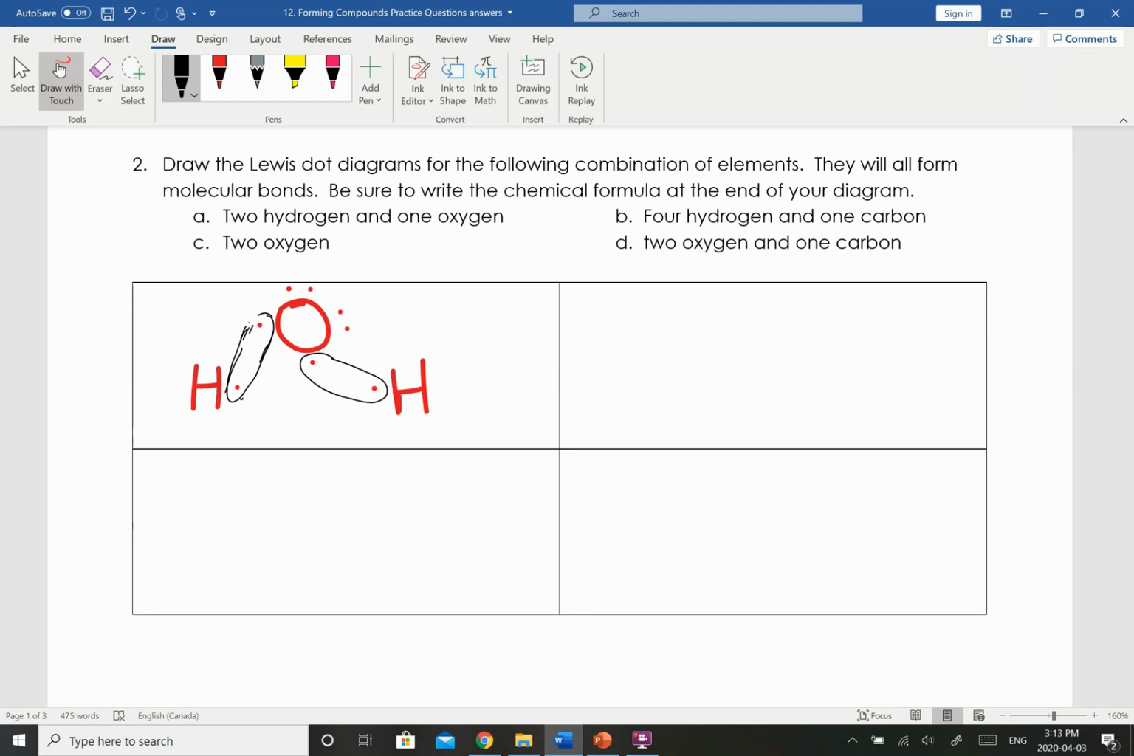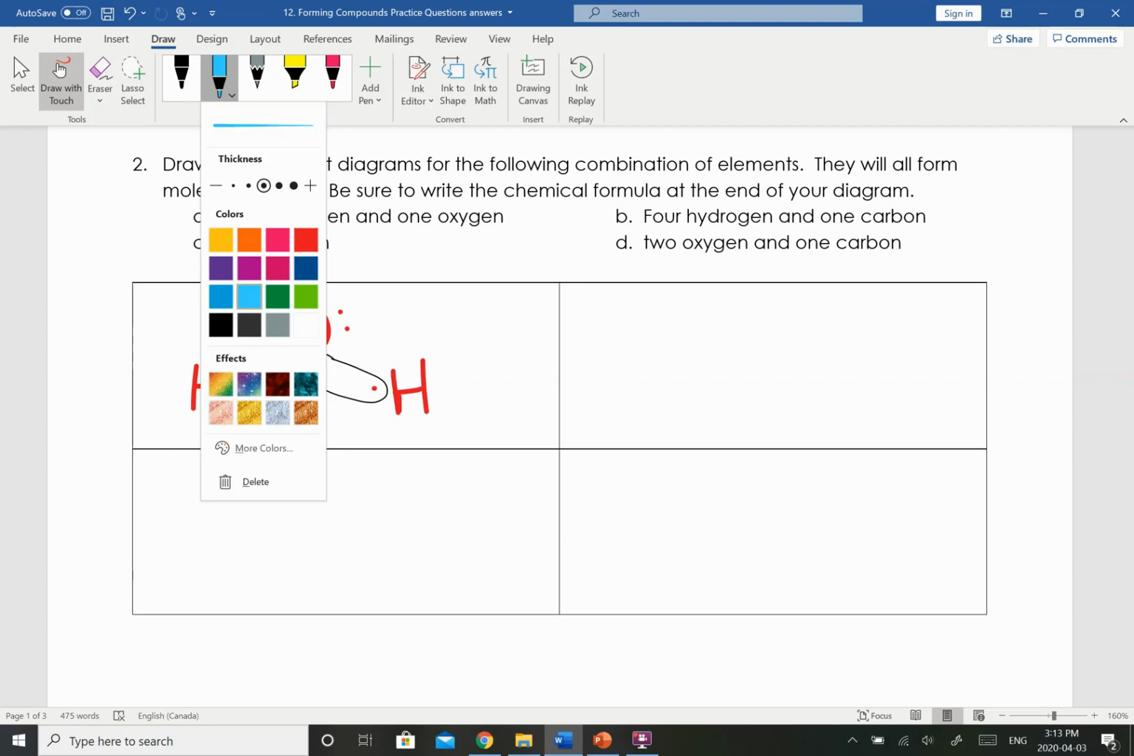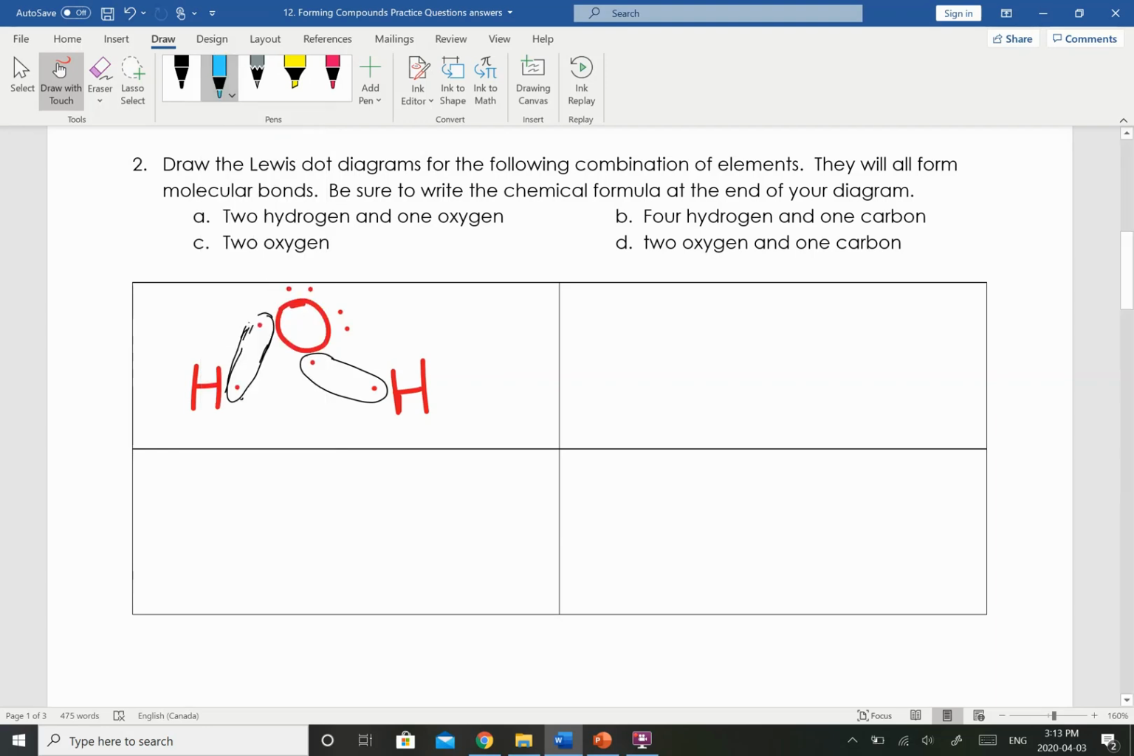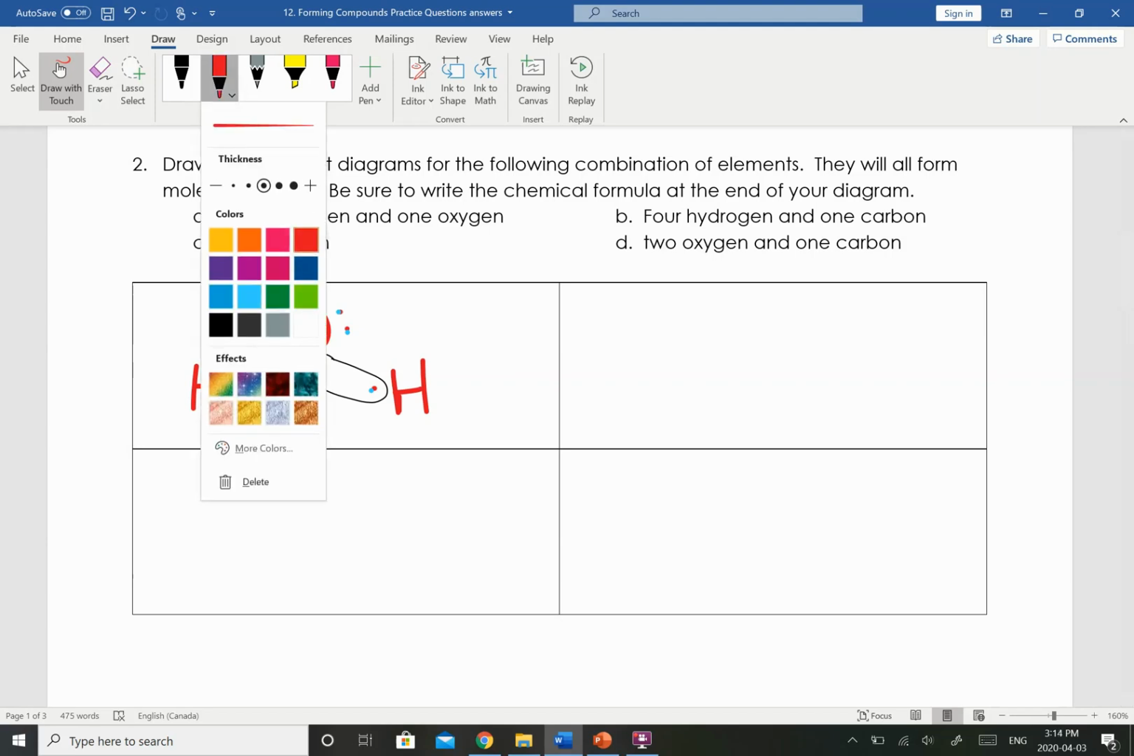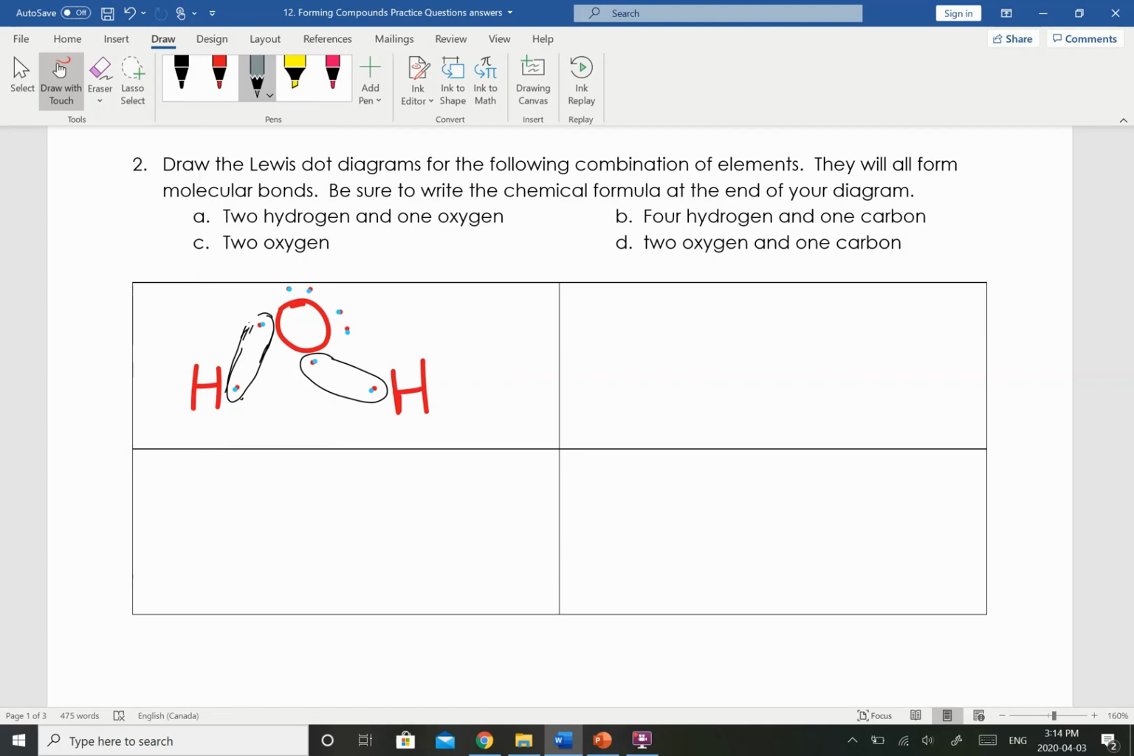So if we count all of these, and let's change this to blue to show which ones our oxygen sees. So 1, 2, 3, 4, 5, 6, 7, 8. All the ones in the circle are shared between the 2. So oxygen now sees 8 valence electrons. It is happy. So let's try this with the rest of them.